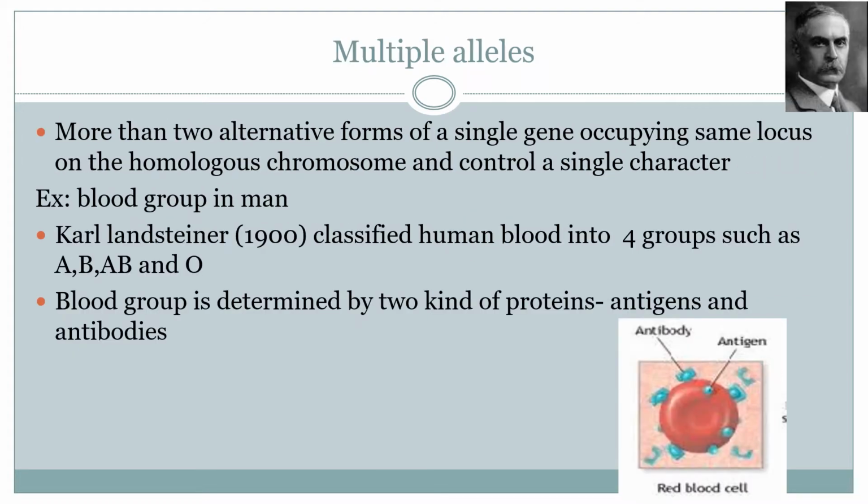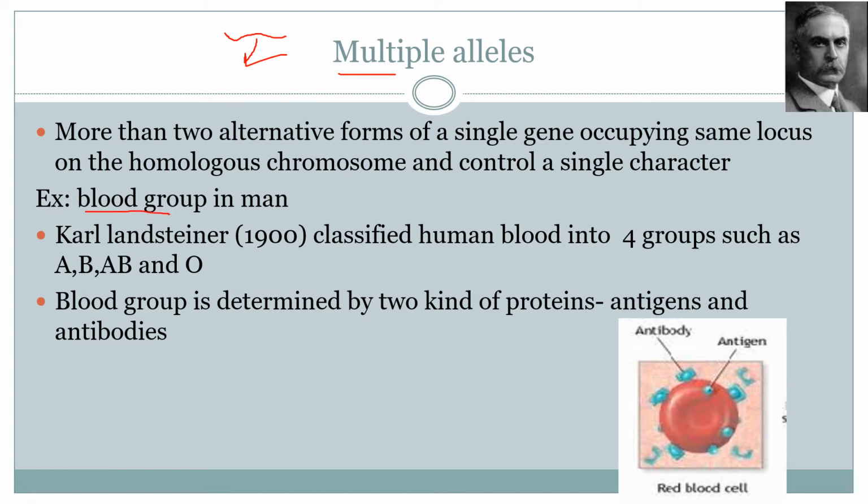Fine, let's learn about one more topic, multiple alleles. Multiple means many. It states that more than two alternative forms of a single gene occupy the same locus on a homologous chromosome and control a single character. See, one character here is controlled by more than two alternative forms of a single gene. An example is blood group in man.